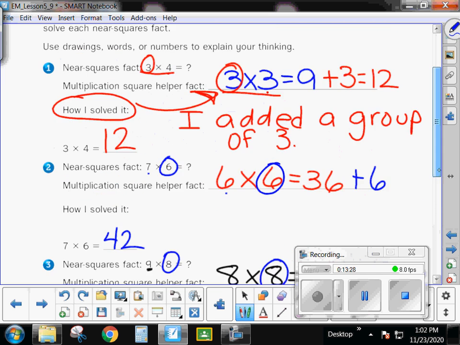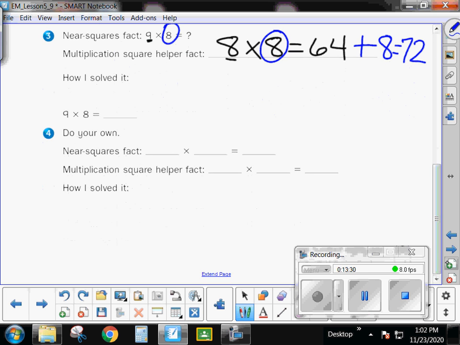All right. So now for the last one, it just says do your own. So you get to pick whatever near square fact you want to do. Maybe challenge yourself. Well, let's just do 10 times 11, okay? Now, you know what 10 times 11 is going to be, but maybe you could then use your square helper fact strategy to solve it rather than putting the 0 on the end.